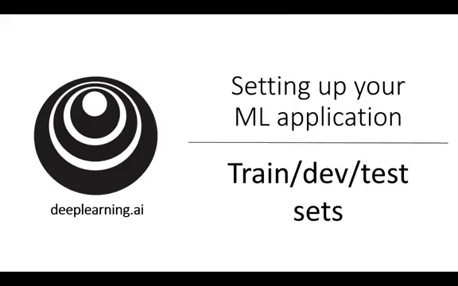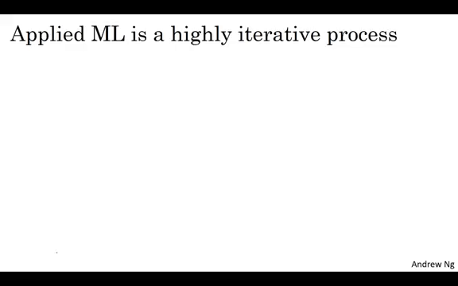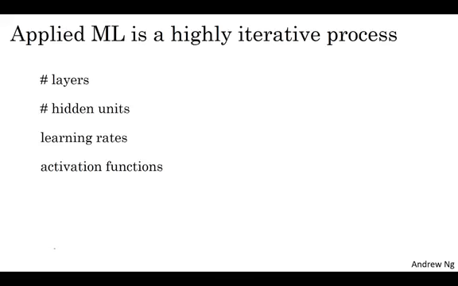Making good choices in how you set up your training, development, and test sets can make a huge difference in helping you quickly find a good, high-performance neural network. When training a neural network, you have to make a lot of decisions, such as how many layers will your neural network have, and how many hidden units do you want each layer to have, and what's the learning rate, and what are the activation functions you want to use for the different layers. When you're starting out on a new application, it's almost impossible to correctly guess the right values for all of these and for other hyperparameter choices on your first attempt.